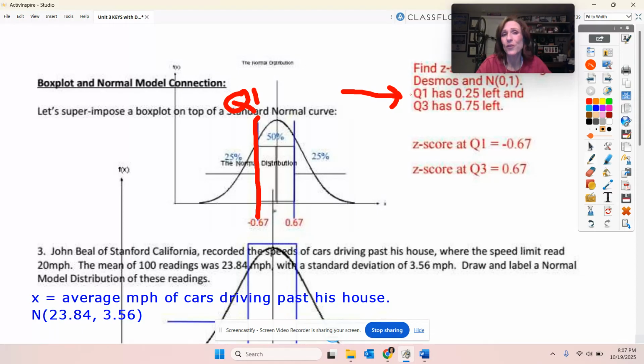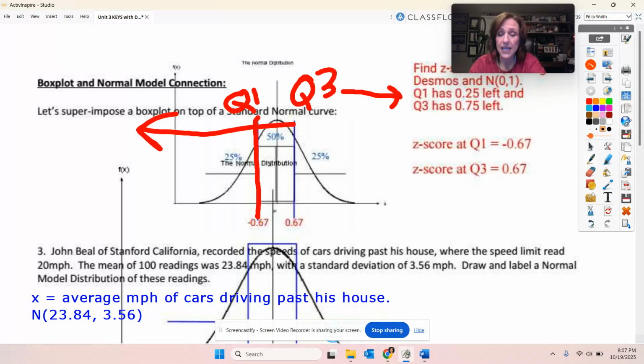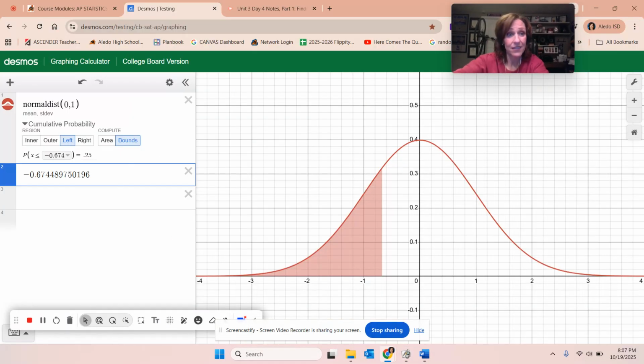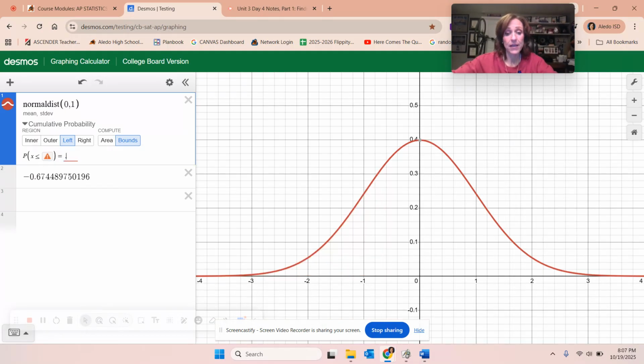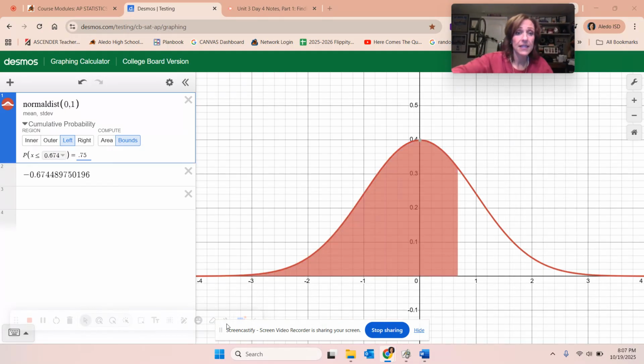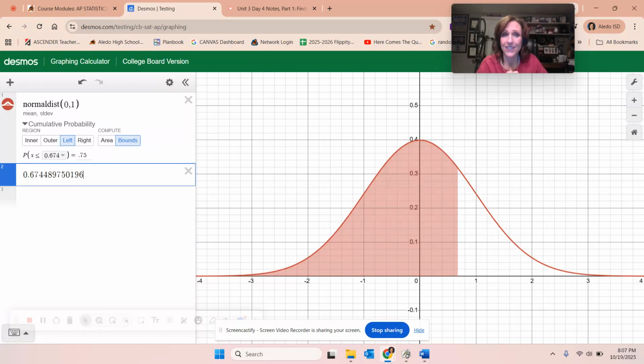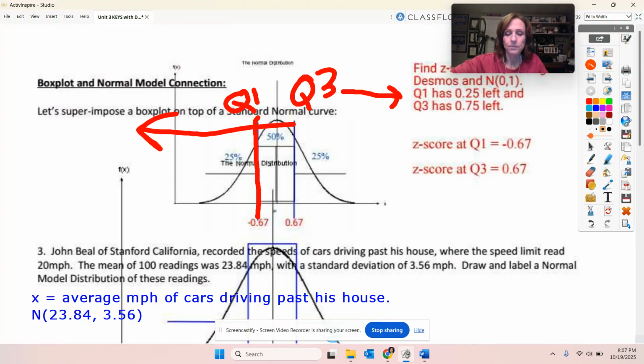All right, so guess what Q3 is going to be? Now, it's in the 75th percentile, okay? So it has 25% above it, also known as 75% below it. It has 75% to the left. So do you know what it is before I even math it? It is symmetrical, so it's going to be the positive version of that, a positive 0.67. All right, so there are your z-scores. That's how many standard deviations away Q1 and Q3 are from the mean.